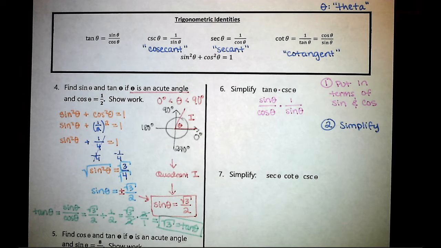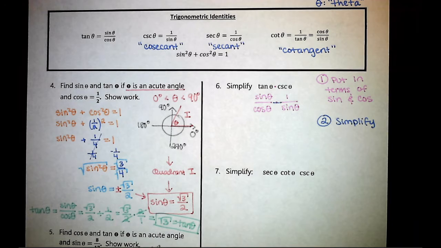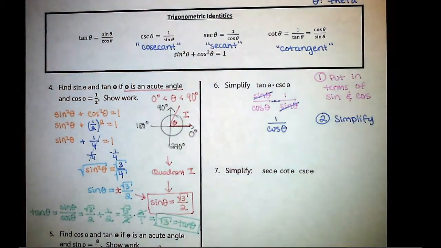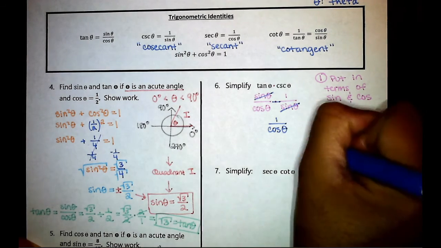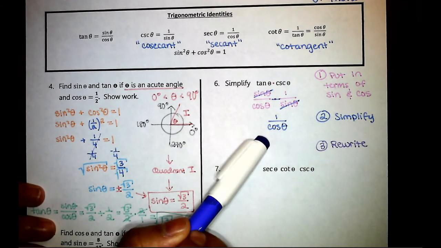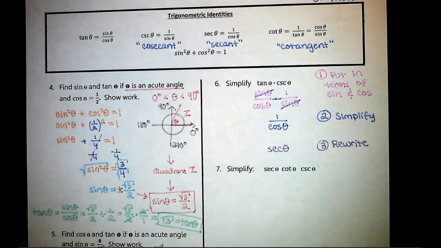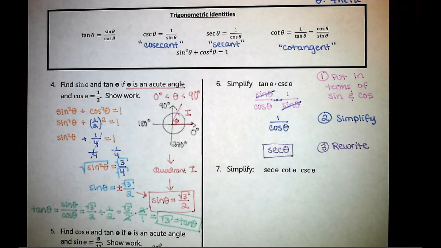Remember, when we multiply two fractions, we can connect them like this. Then all we need to do is cancel out things that are on both the top and the bottom. In this case, that's sine theta. So we're left with 1 over cosine theta. Our last step is to rewrite. In this case, we know that 1 over cosine theta is equal to secant theta. And that's our final answer. All right, let's try number 7.